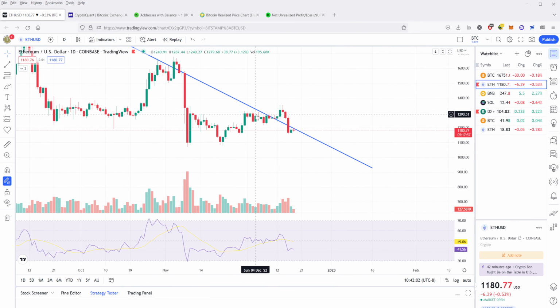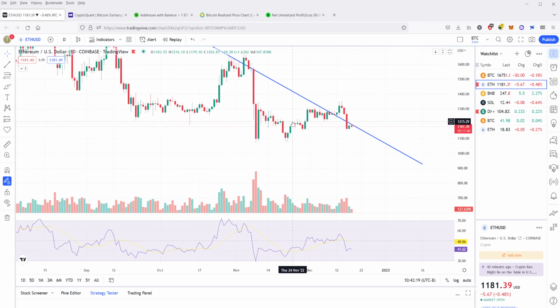But this is kind of an idea of what I expect Bitcoin to wind up doing, is that it tries to break out, and then it comes down here, it prints a big red candle all the way to the downside, and then from there, it's still under this trend line. And I kind of expect that Bitcoin is going to be doing the same thing.